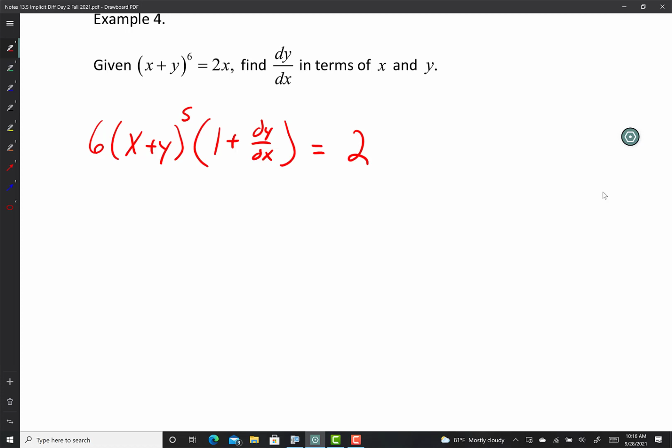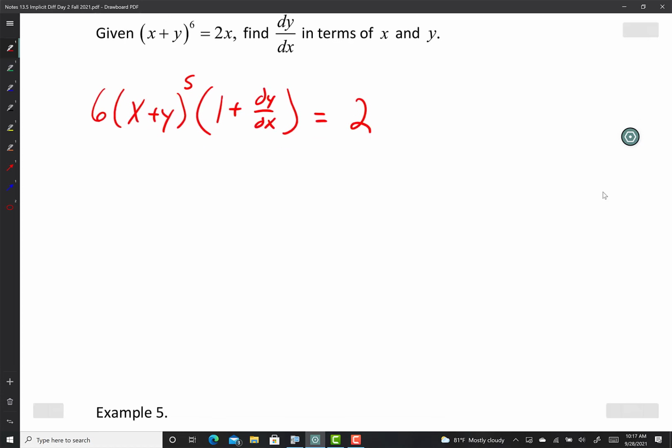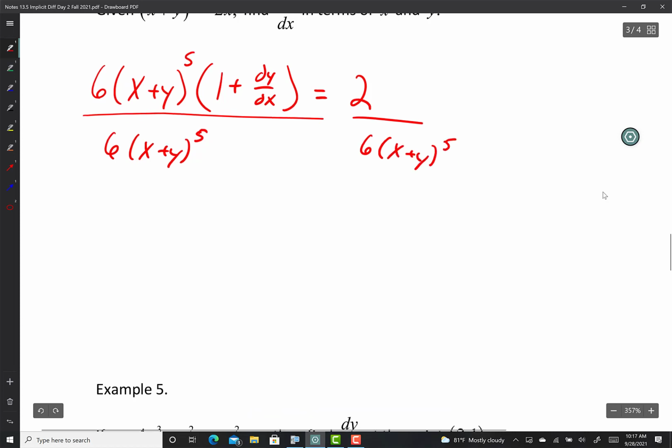All right, on this one I am going to go ahead and just divide. We're just going to be very careful. I'm going to divide by 6(x plus y) to the 5th power, because it is all a product. Whatever you do to one, you do to the other. So now I have this: 1 plus dy/dx equals 2 over 6(x plus y) to the 5th power.